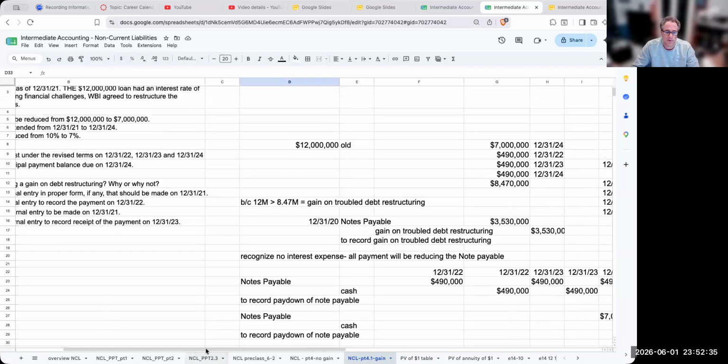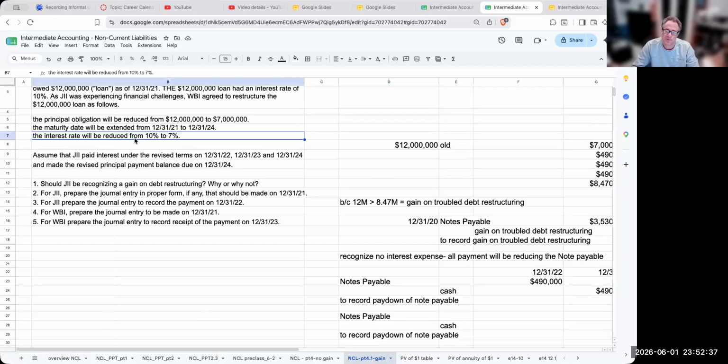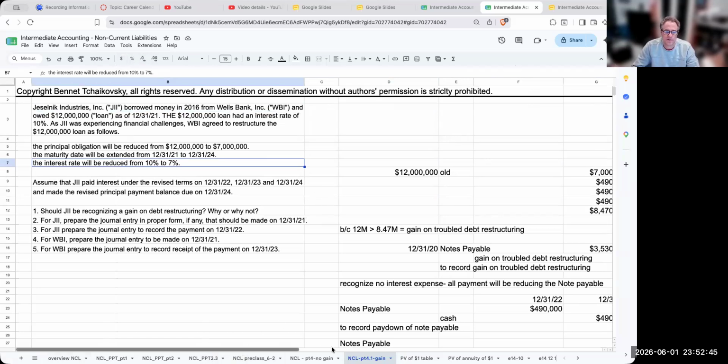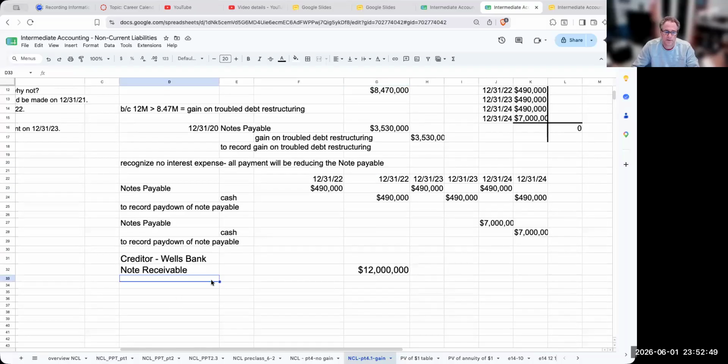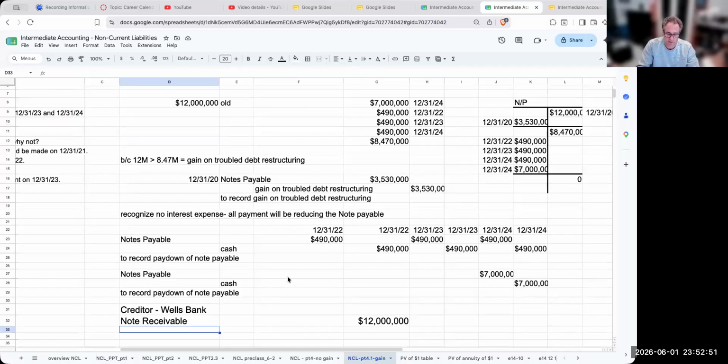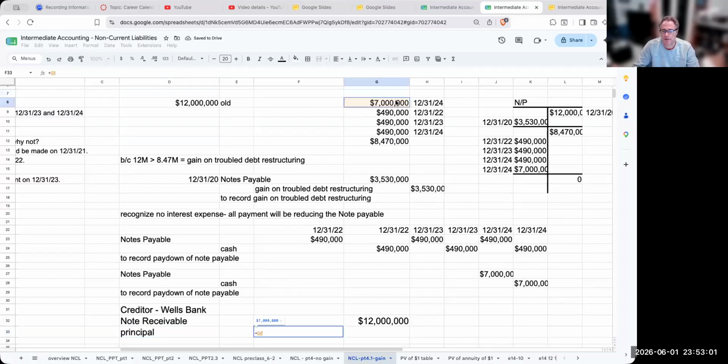What does this mean? Well, we have to use the original interest rate of 10%. Don't use the 7%. We're going to use 10%. And then we say to ourselves, okay, we've got this 490,000, and I've got 7 million. So over here, we've got the present value of the principal. My new principal is going to be 7 million.